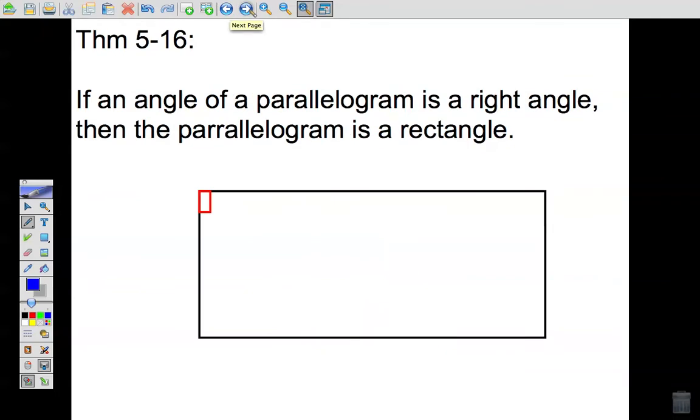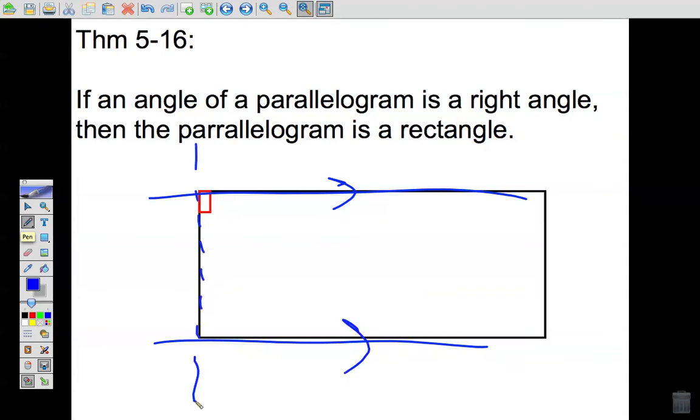Now in theorem 516, it says if an angle of a parallelogram, now here they're just telling you have a parallelogram, if one angle is a right angle, all of them have to be right angles. Now the reason for that is, what do you know about a parallelogram? You know the opposite sides are parallel, right? So these are parallel.